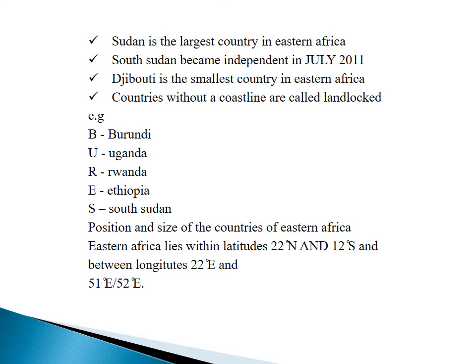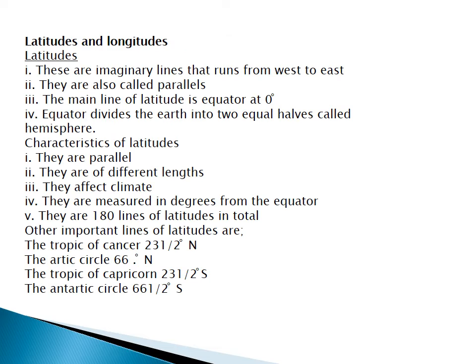I know most of you learned about longitudes and latitudes, but let's also talk about them. Let's define what latitudes and longitudes are. Latitudes are imaginary lines that run from west to east. These lines are also called parallels. When we say parallels, it means they cannot meet at any point.